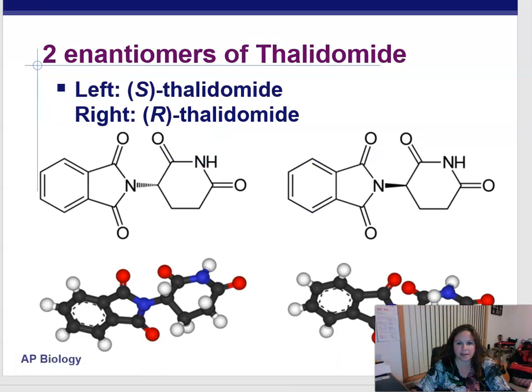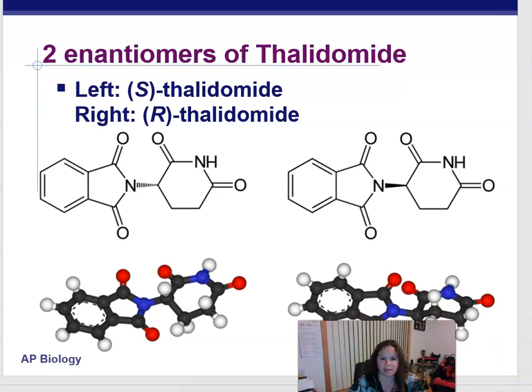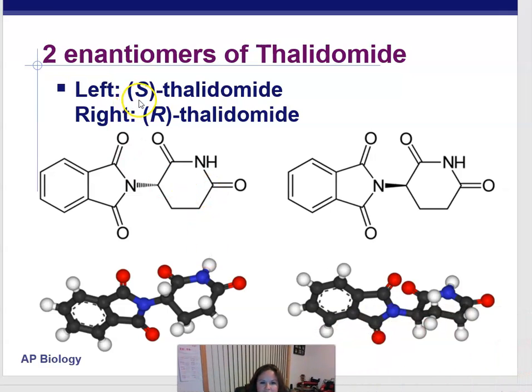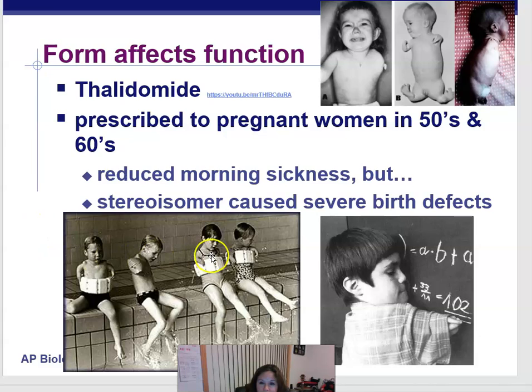This one's kind of scary. This is called thalidomide. There's an S thalidomide, it's the left one, and the right one is the R thalidomide. They used to give this to pregnant women in the 50s to help them with their morning sickness. But look what it did. It caused babies to be malformed with their limbs kind of just budding. Very scary. Of course, they pulled that off the market very quickly.